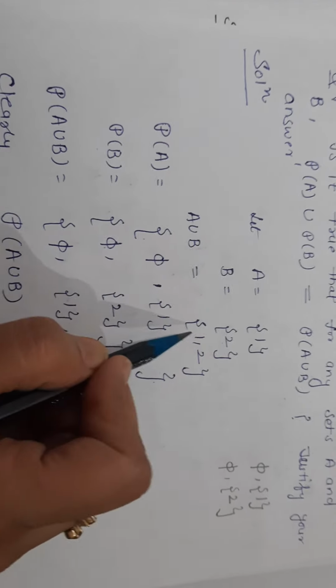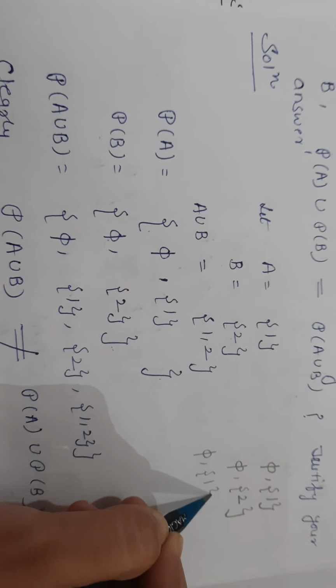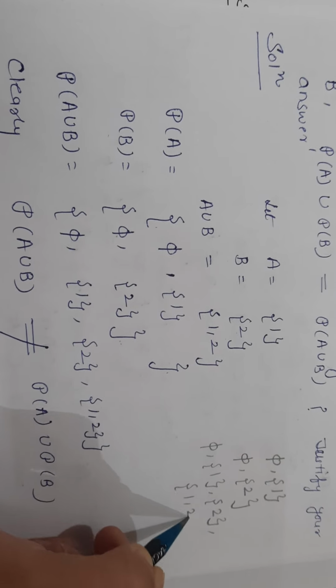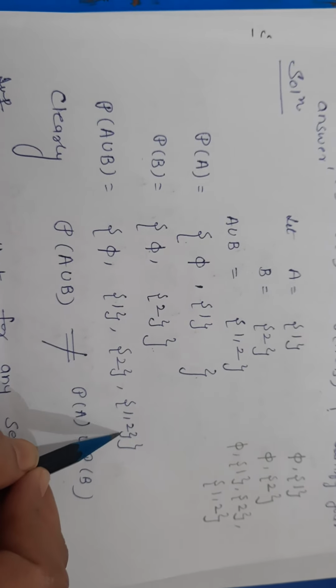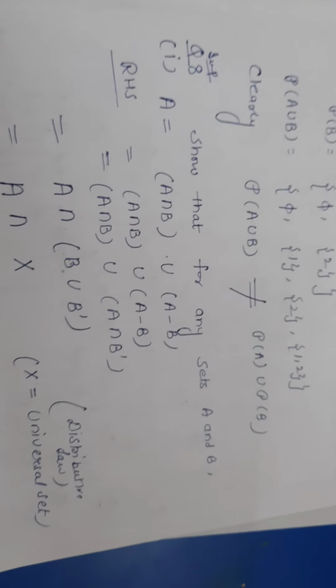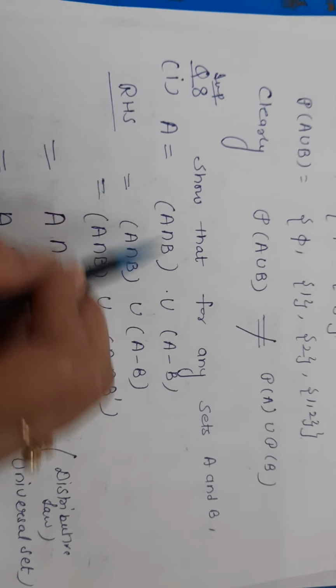Now A union B, if you write its subsets, they will be phi, singleton 1, singleton 2, then the whole set 1, 2. So the power set of A union B is the collection of all subsets, right? So I have applied brackets here. Clearly these two are unequal. Question number 8, this is an important question. Show that for any sets A and B, A is equal to this.